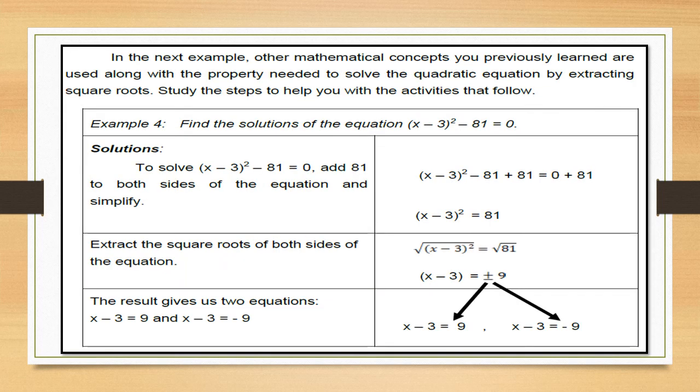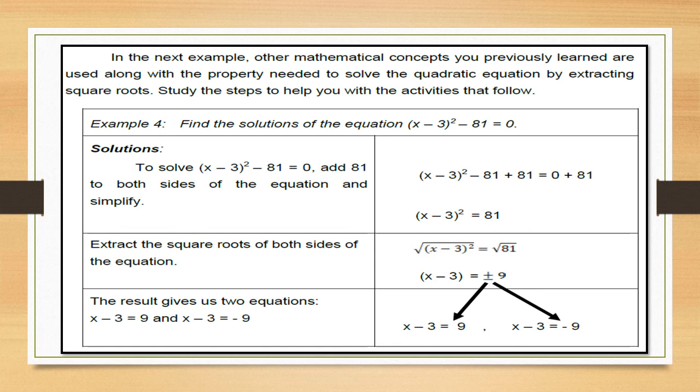In the next example, other mathematical concepts you previously learned are used along with the property needed to solve a quadratic equation by extracting square roots. Study the steps to help you with the activities that follow. For example number 4, find the solution of the equation (x minus 3) squared minus 81 equals 0.